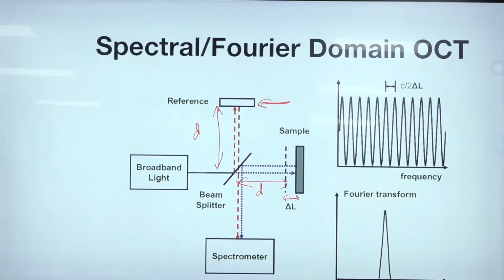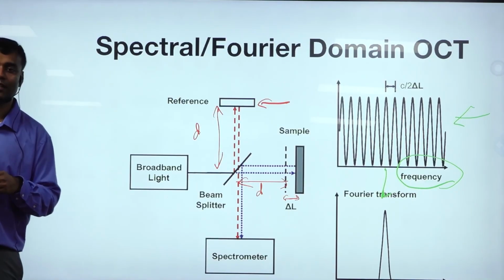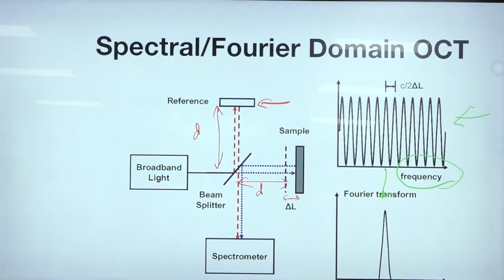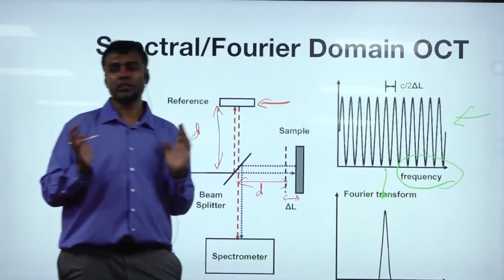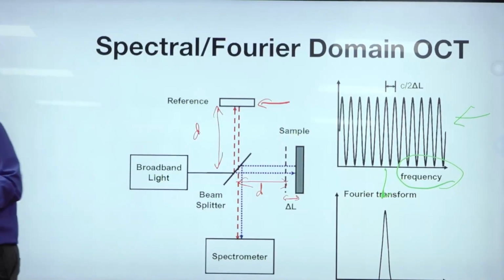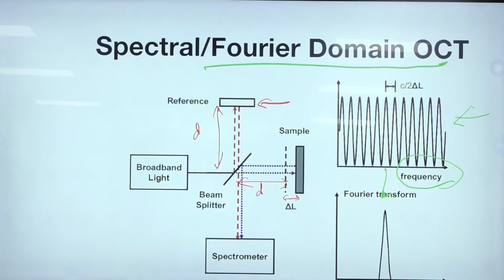So in the frequency domain, if you take the Fourier transform of a sinusoid, it will be a peak. It's a delta function, right? And the Fourier transform of a shifted delta function is a complex exponential, a sinusoid. That's the reason why it's called Fourier domain OCT.